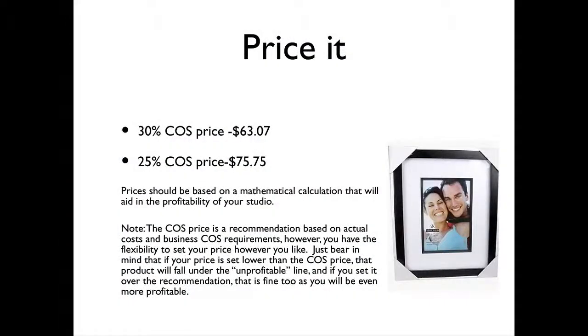So we're going to go ahead and price it. At a 30% cost of sale, that mathematical price would be $63.07. At a 25% cost of sale, it's going to be $75.75. That's the mathematical calculation that would ensure profitability for that particular 8x10. Now, you might say, I can't charge that for that particular product, and you might not be able to in your market area. So you've got to come up with ways to figure out how to get what you need out of that product, but also maintain your profitability. But what we're talking about today is just the hardcore facts of actually understanding what goes into the makeup of each product and actually setting that price for it.